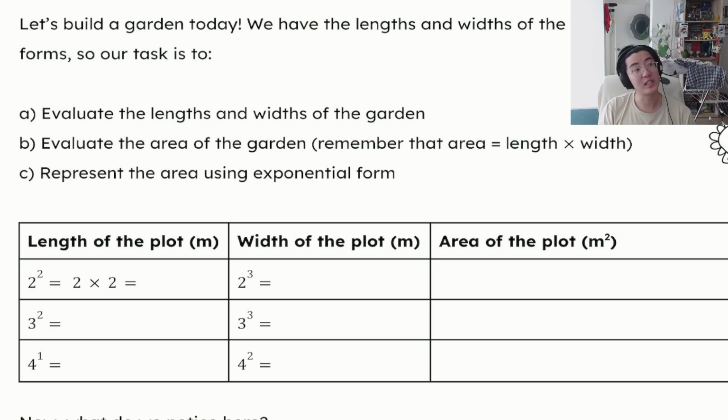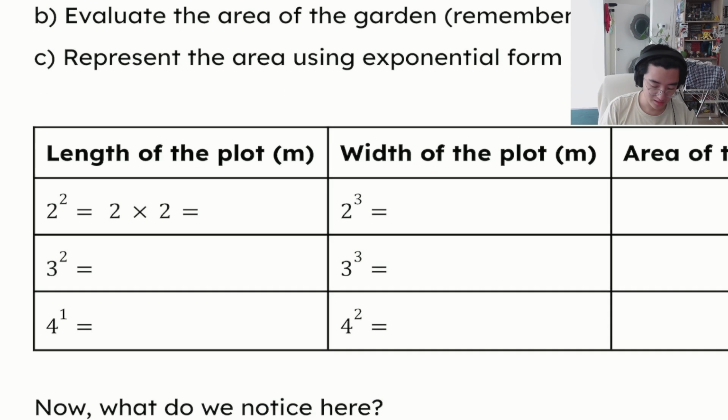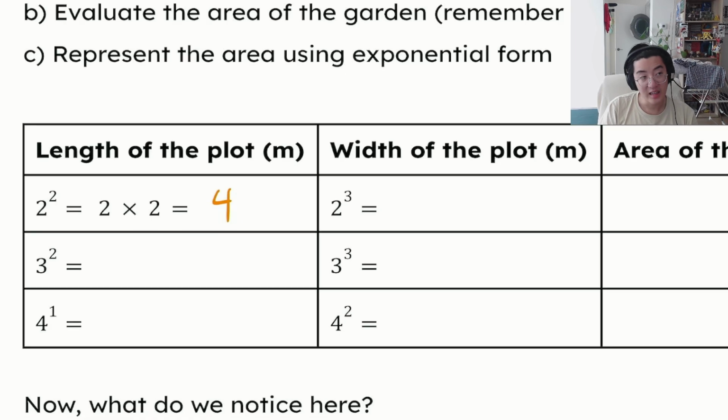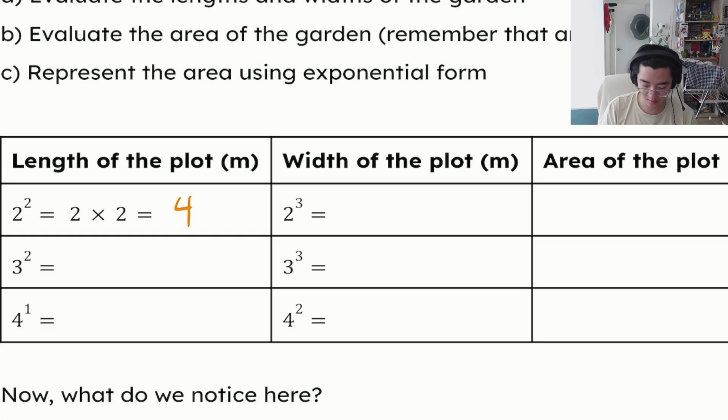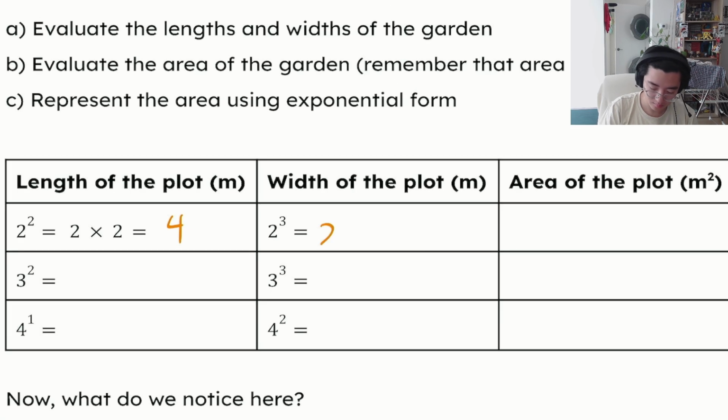And to illustrate exponent laws, let's use exponents so we can really clearly see what we are doing here. Let's say the length of the plot of the garden is 2 squared, which is 2 times 2, which is 4. And the width of the garden is 2 cubed, so 2 times 2 times 2. Remember, it is 2 times 2 times 2, not 2 times 3. Very different.